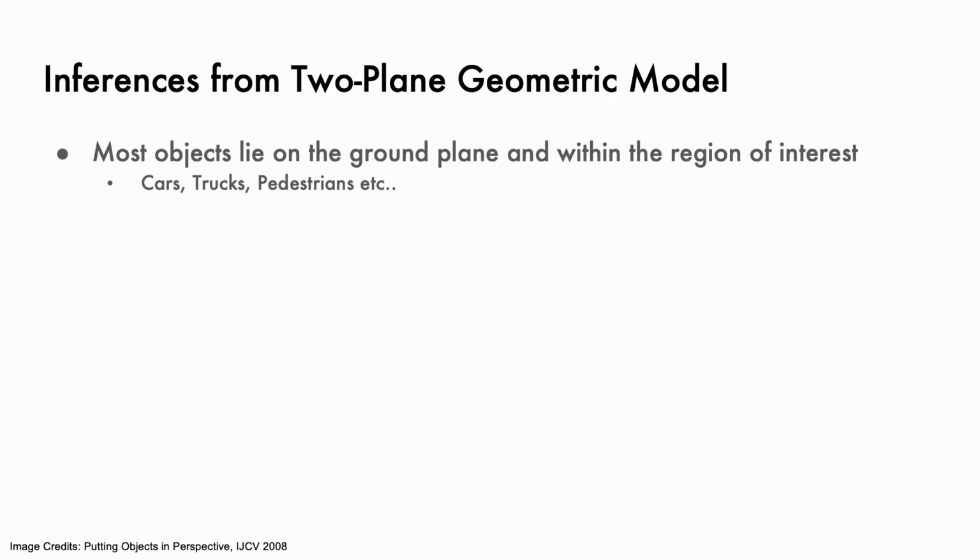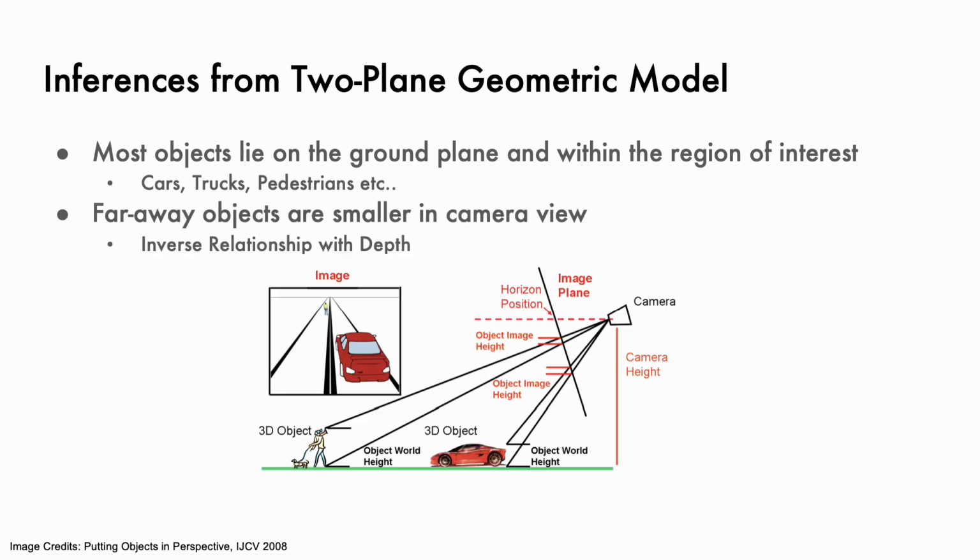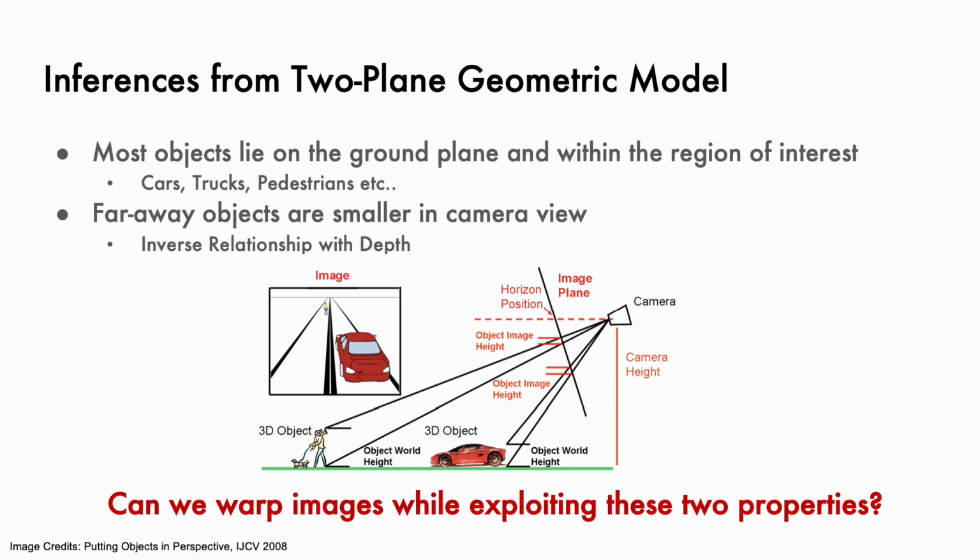We can make two inferences from our two-plane geometric model. First, most of the objects present in the scene lie on the ground plane and within the region of interest. Second, there exists an inverse relationship of object size with depth, namely, height of objects in the image are inversely proportional to their distance from the camera. We would like to warp our image while exploiting these two properties.